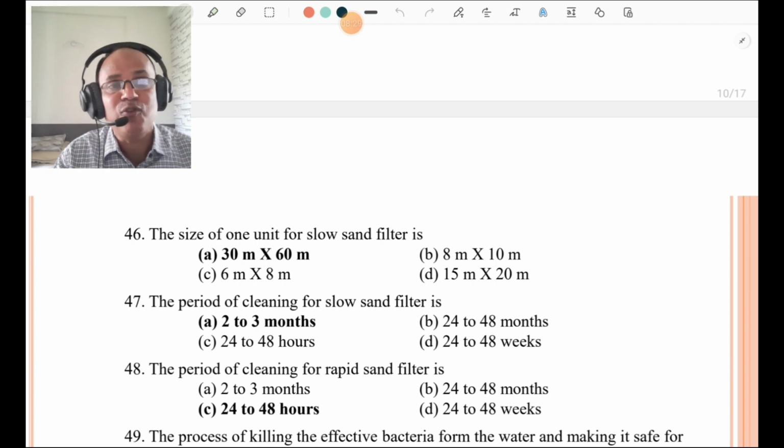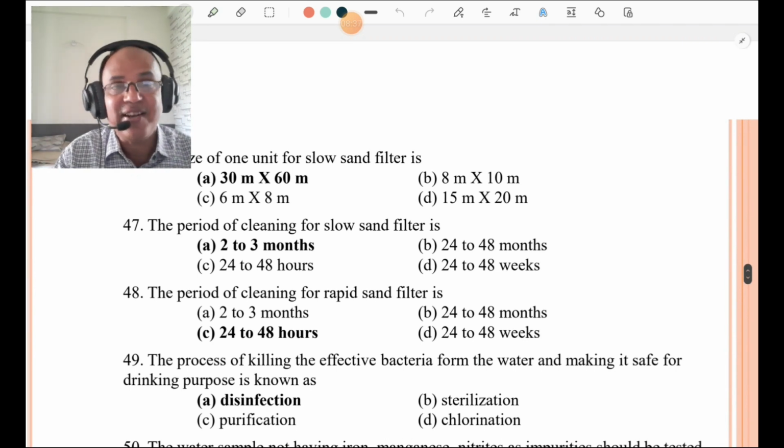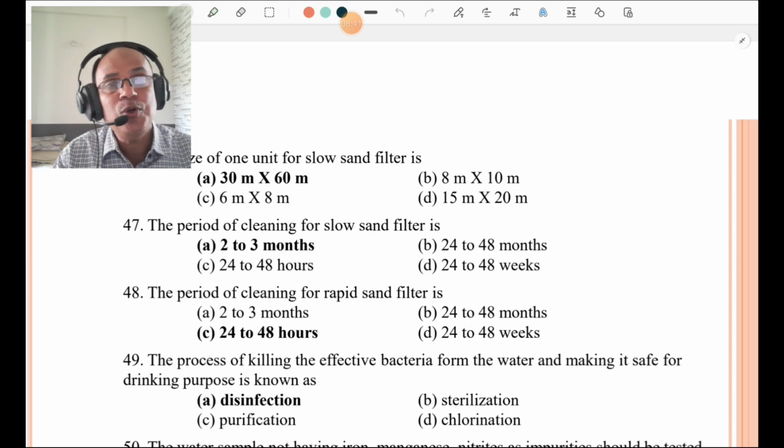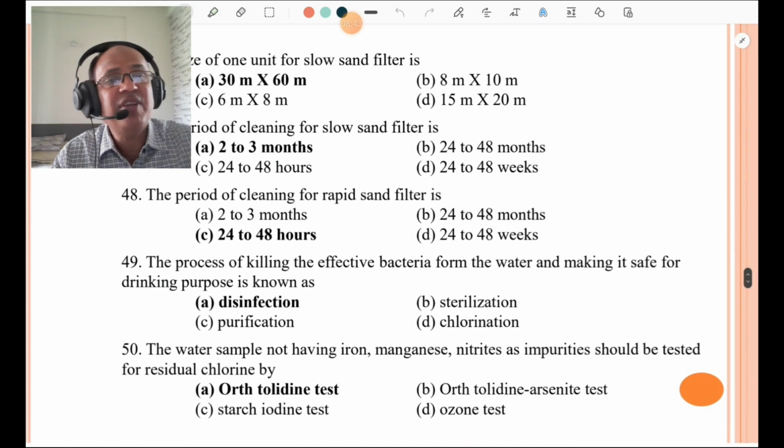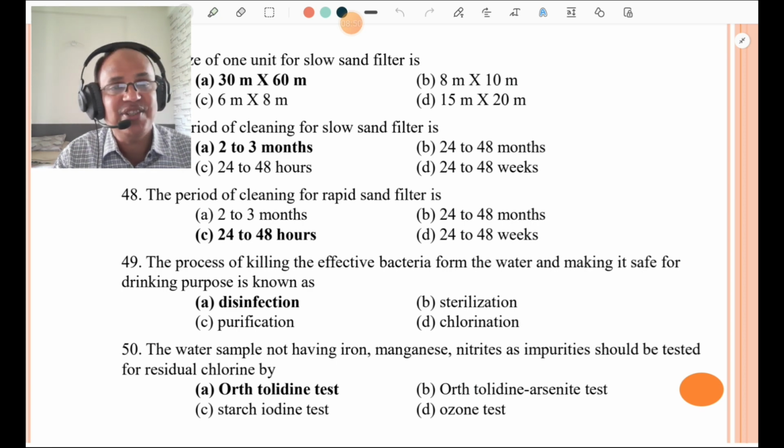The size required is more for slow sand filter. The period of cleaning for slow sand filter is 2 to 3 months. The period of cleaning of rapid sand filter requires less time, that is 24 to 48 hours, means 1 to 2 days. The process of killing the harmful bacteria from the water and making it safe for drinking purpose is known as disinfection.